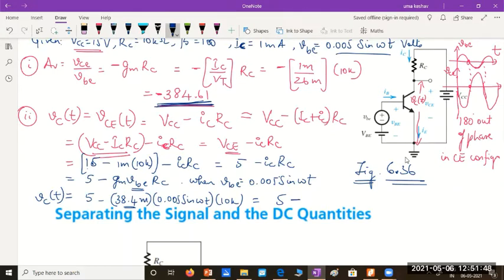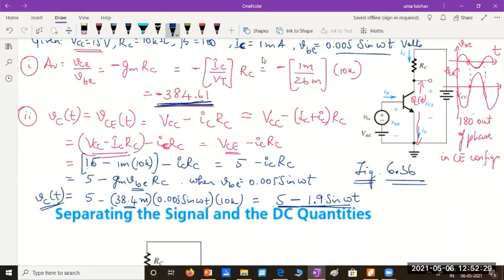Ma'am, negative 1.9. 1.9 milli? No, 1.9 volt directly, not milli, because the milli and K will cancel out. 384 into this, so 1.9 sine omega t. Is this right? What's the next decimal? Ma'am, 23. 1.923. Okay, fine. So this is the expression for VC of t.